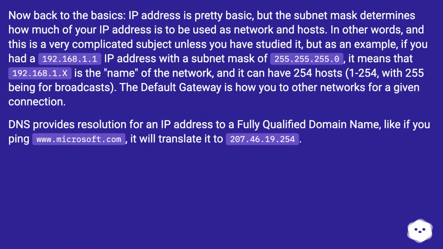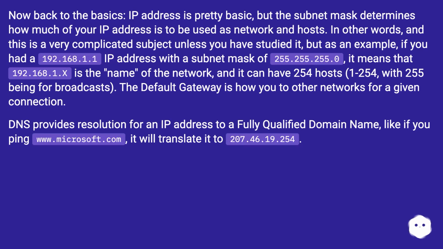Now back to the basics. IP address is pretty basic, but the subnet mask determines how much of your IP address is to be used as network and hosts. In other words, and this is a very complicated subject unless you have studied it, but as an example, if you had a 192.168.1.1 IP address with a subnet mask of 255.255.255.0, it means that 192.168.1.x is the name of the network, and it can have 254 hosts, 1 to 254, with 255 being for broadcasts. The default gateway is how you get to other networks for a given connection.